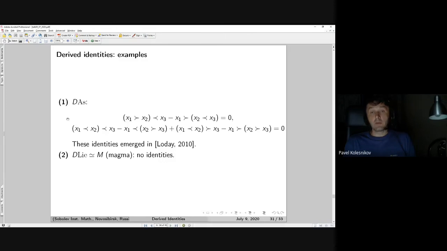If we apply that procedure to Lie algebras, for example, then we obtain zero intersection. There are no identities for the derived Lie algebras. So dLie, the variety dLie, is equivalent to the variety of non-associative algebras with one operation. One operation is just because there are no identities apart from anti-commutativity. Left is equal to negative right. There are no other identities.